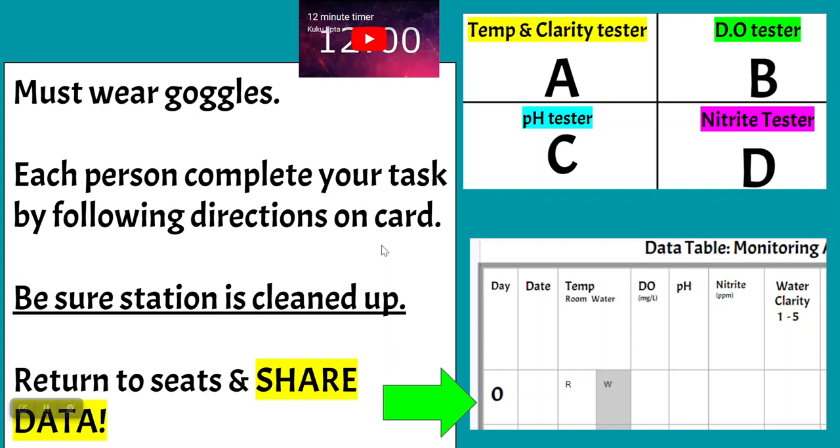When you finish your test, be sure your station is cleaned up as much as you are able to clean it up. Pretty much the only thing you can't take care of at that time is you probably aren't going to put the top back on, but you could, because if somebody else is testing, they can certainly take the top off too. Okay, then you're going to make sure you're cleaned up. You can return to your seat and you're going to share your data with everyone else at your table. Make sure you get all of the shared data as well.